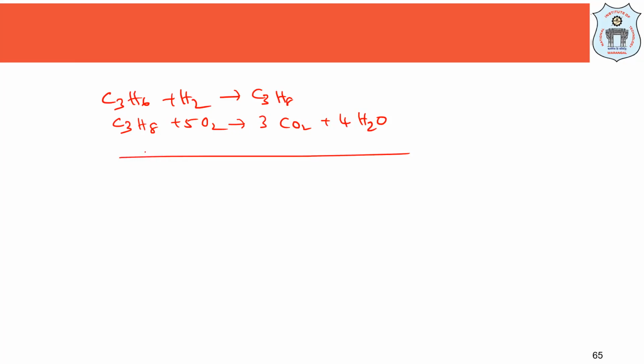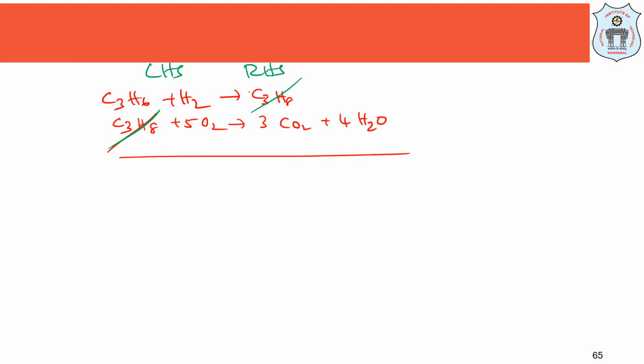We get C3H6 plus H2 giving C3H8. That is equation number 1. What is equation number 2? The second equation is C3H8 plus 5O2 giving 3CO2 plus 4H2O. So when I add these equations, whatever is there on the right hand side will get cancelled. C3H8, I repeat, we are cancelling out, equal number of moles is there, so we'll cancel. C3H8 on the left hand side and C3H8 on the right hand side get cancelled.